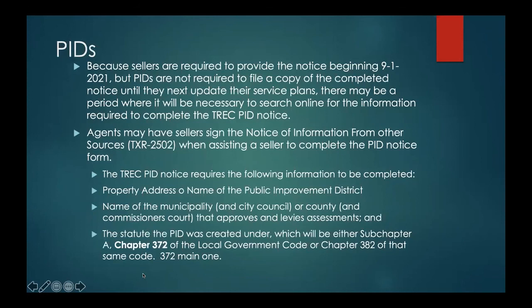As you're filling this in, it's going to ask you for information that needs to go into the form. One of the things that agents have been most concerned about is, how do I know which subchapter this PID was created under? Because you have to fill that in on the form. And the answer for you guys, unless you're doing something in Bexar County, you're always going to put 372 in. There are only three PIDs that have been created under 382, and they're all in Bexar County. So you will always do 372 otherwise.